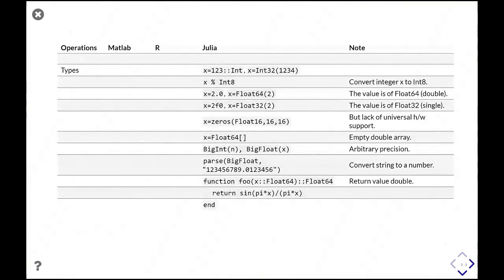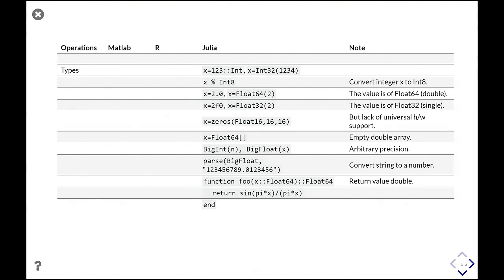And types. Julia is like C++ and Fortran, a typed language, but the notion is just opposite of Fortran. So you define the variable x as an integer, and you can put 1, 2, 3 with a double colon and Integer, or you can put x equals Int32 and a bracket 1, 2, 3, 4. That will give you an integer of 32 bits.